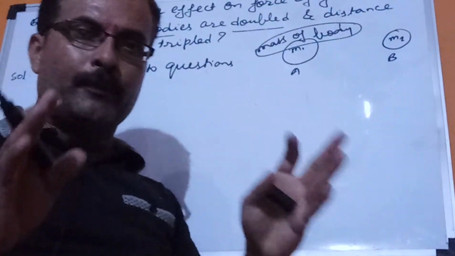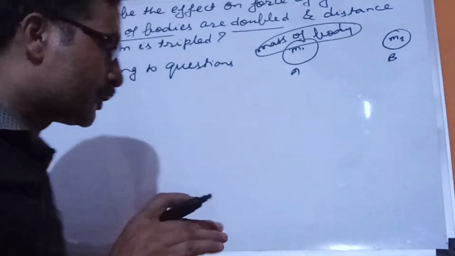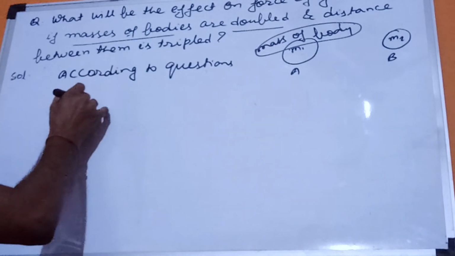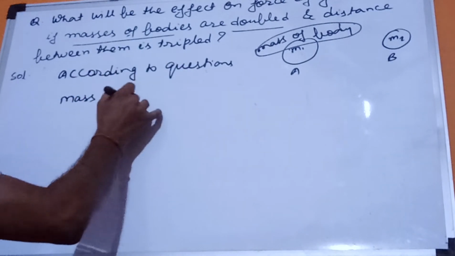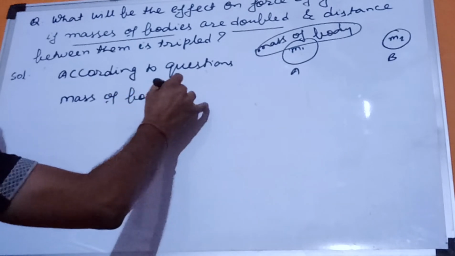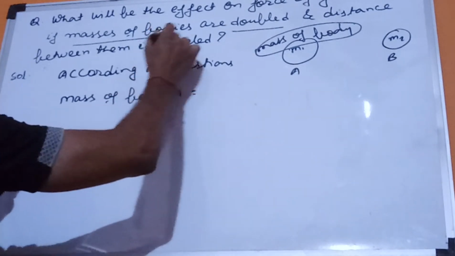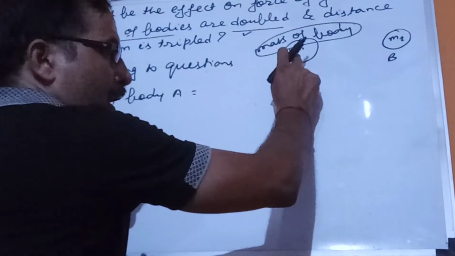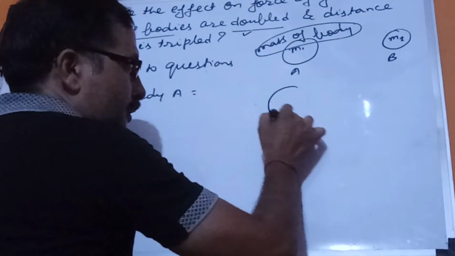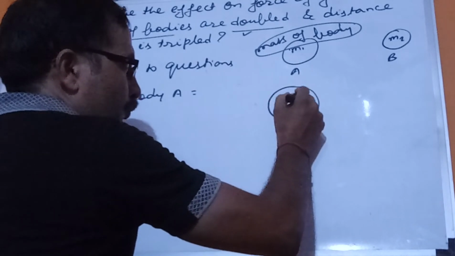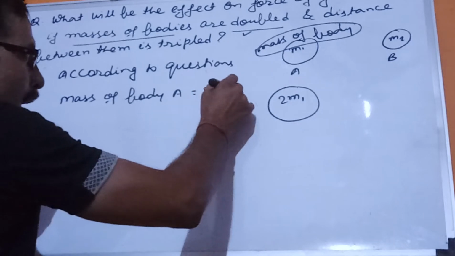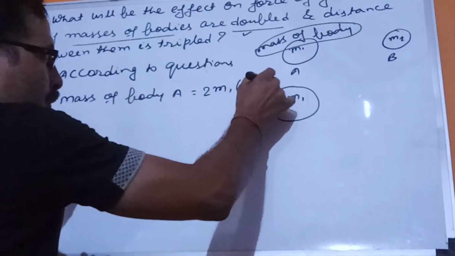But here I am giving the example of masses of bodies. So now according to the question, what will happen? Mass of body A is now what? It is saying double. It means body A had the mass m1, now its mass became how much? 2m1. So double means 2m1. The question is saying it should be doubled.